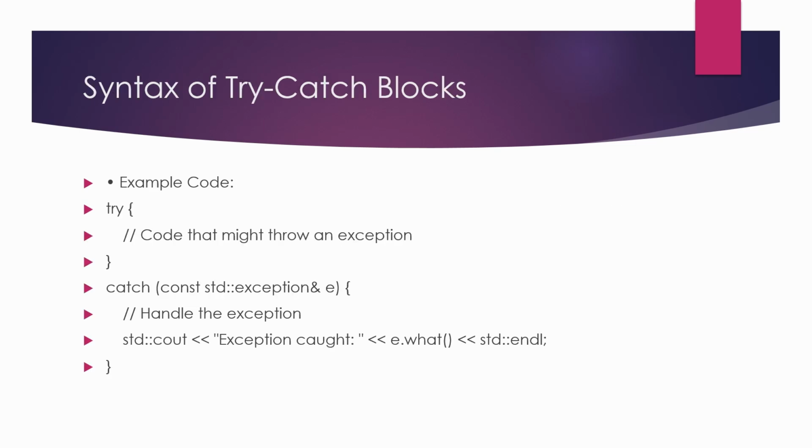Here's the syntax of try-catch block. In C++, the try block is followed by one or more catch blocks. The catch block catches exceptions thrown in the try block. In the example, we catch exceptions of type std::exception and print the error message using the what method. This allows us to gracefully handle errors instead of letting the program crash.